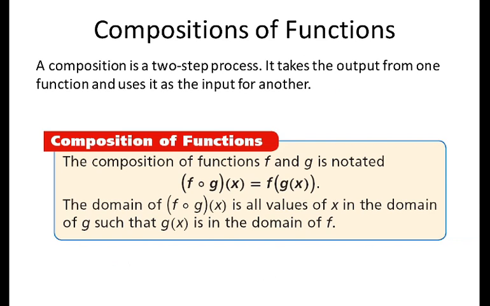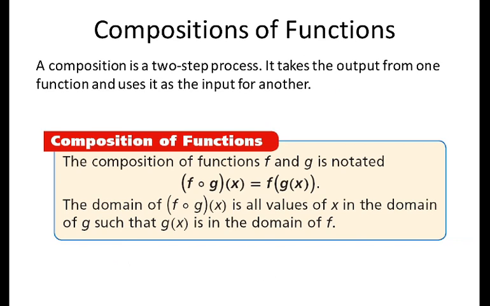Next part is called compositions of functions. So a composition is a two-step process. It takes the output from one of the functions and plugs it in as the input of the other. The notation that we use kind of looks like it says fog. It's like f with an open dot g. We call it f of g, so f composed of g, if you will.